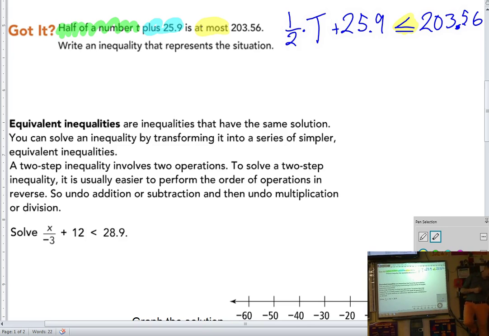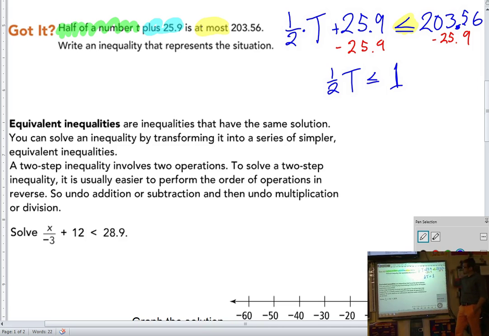First thing we want to do here, Julia, what would you do first in trying to get the t by itself? We would get rid of the positive 25.9. Yeah, we get rid of the positive 25.9 by dividing? Is 25.9 multiplied by your t? We want to subtract it. I get half t is less than or equal to 170. What is it? 177.6? 0.66?